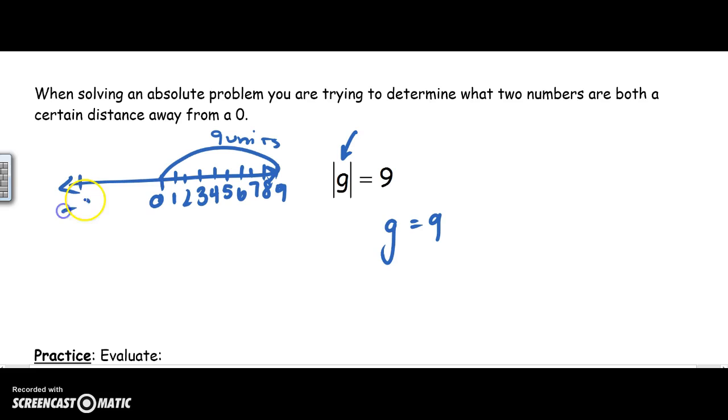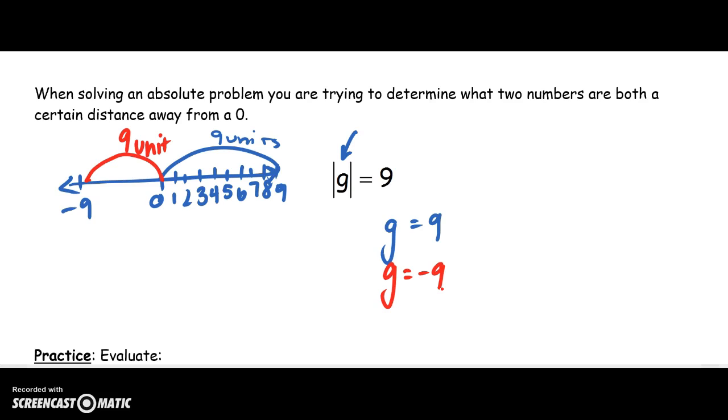But what if you went the other way to -9? How many units is it from 0 to -9? And if you said -9 units, not right, but it's a positive 9 units. So if you said it's 9 units from 0 to -9, you're also right. G can also be -9.